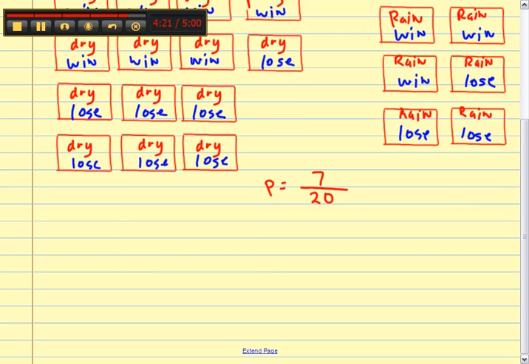Let's change that to a decimal. 7 into 20. I'm sorry, what am I doing? 20 into 7.00. Let's see, 20 into 70 will go 3 times. 3 times 20 is 60. Let's subtract, that's 10. Let's bring down a 0. 20 into 100, 5 times. 5 times 20 is 100. When I subtract, I get 0. So my probability as a decimal is 0.35 chance of it not raining and us winning.